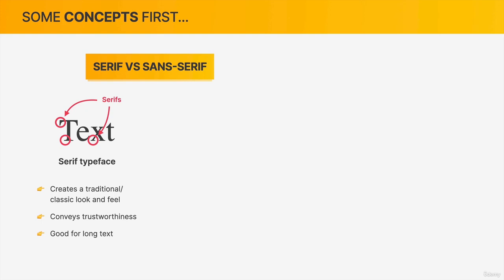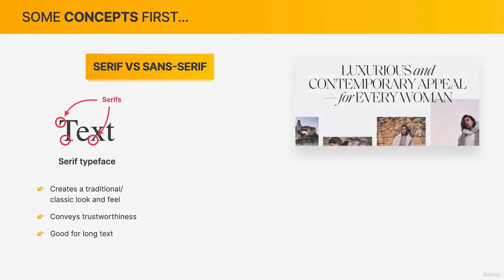So a serif typeface looks like this. So it has these small details like these tails at the end of the lines, which we call serifs. And so that's why this typeface is called a serif typeface. And serif typefaces are the more traditional typefaces, and therefore we can use them to create more traditional or classic looking interfaces. They also make the design convey trustworthiness for the user, and finally, it's also good for long text, for example, in an article or an online magazine.